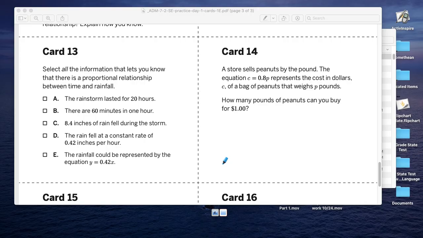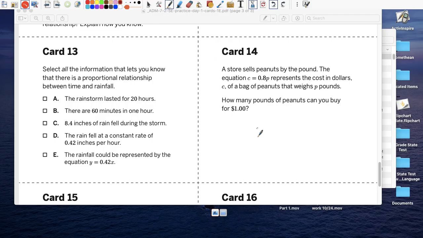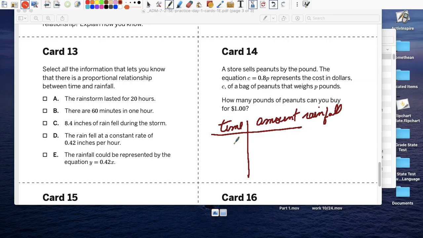13. Select all the information that lets you know that there is a proportional relationship between time and rainfall. Okay. Let's talk about this. Time and amount of rainfall. There are my two categories. So it rains for, I don't know, 3 hours. We get 4 inches. I'm making this up. 4 inches of rainfall. 6 hours, obviously double, 8 inches, and so forth and so forth.